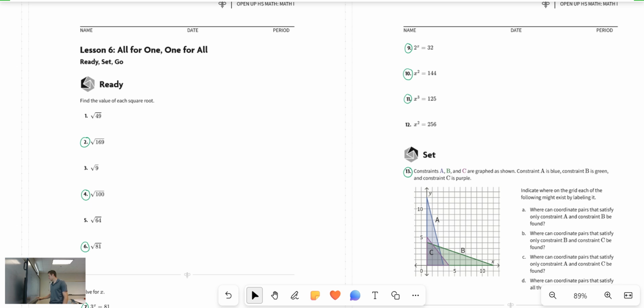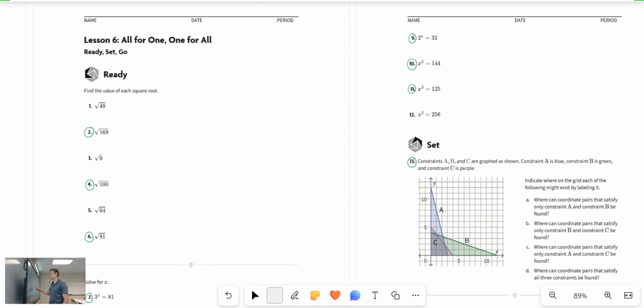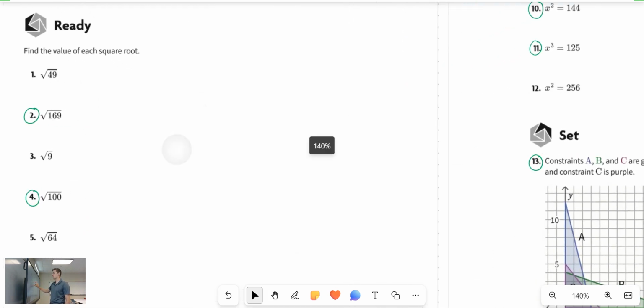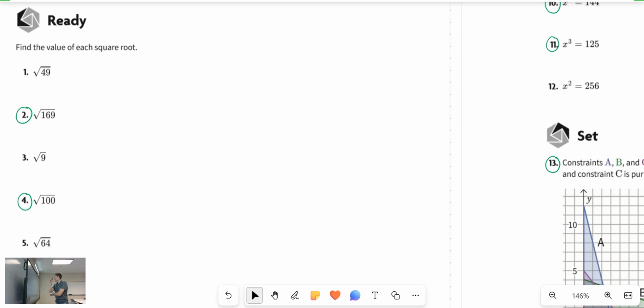So let's get started. Despite the title, All for One and One for All, we are not starting with 1, we're actually going to start with 2. So let's scroll down just a bit and zoom in, and we'll start with number 2. So this first question, for the readies, says find the value of each square root.